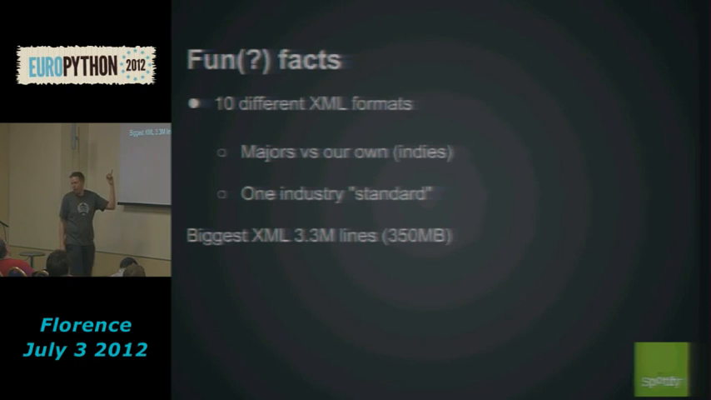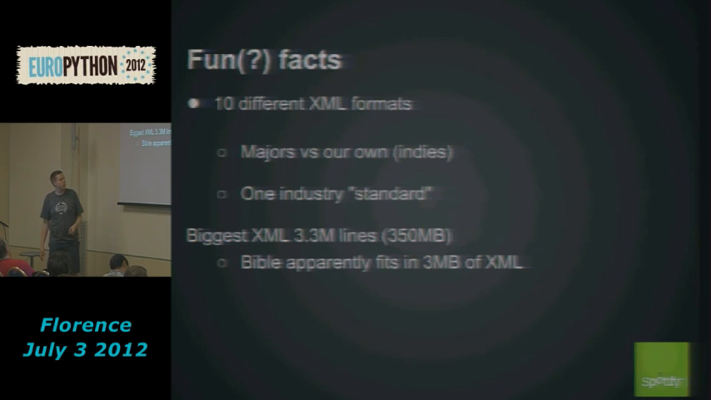The biggest XML file we have met so far is 3.3 million lines. That was actually a valid album. I think it was one label's all music ever published in Germany, something like that. It was enormous. Just to compare, the 350 megabyte, 3.3 million line XML, the Bible actually fits into 3 megabytes. So you get the idea of the size of the stuff that we have to battle here.